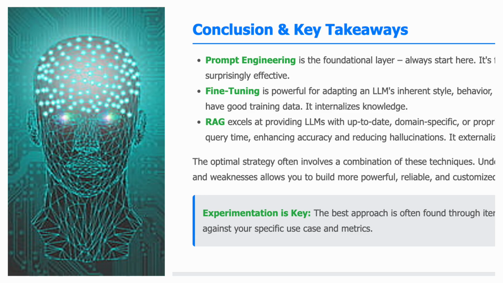RAG excels at providing LLMs with up-to-date, domain-specific, or proprietary factual information at query time. This enhances accuracy and reduces hallucinations by externalizing the knowledge source. The optimal strategy frequently involves a combination of these techniques. Understanding their individual strengths and weaknesses will empower you to build more powerful, reliable, and customized LLM applications.